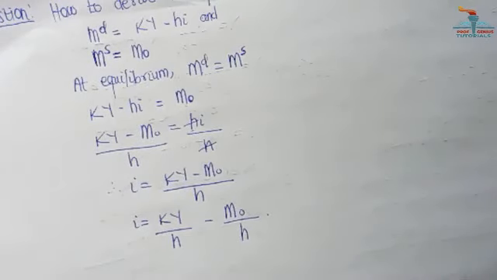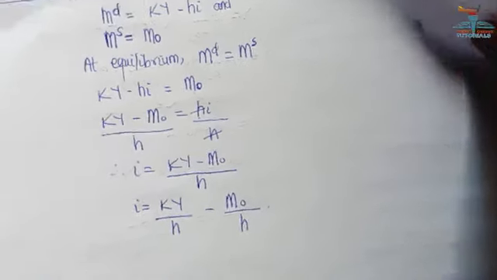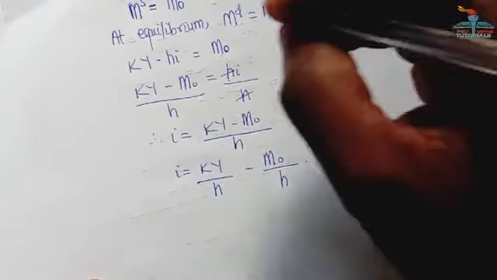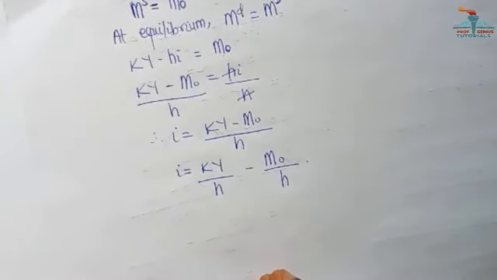In our next tutorial, we are going to learn how to combine the IS curve and the LM curve to find our national income and our interest rate. So let's see. Let us solve one example under this question.